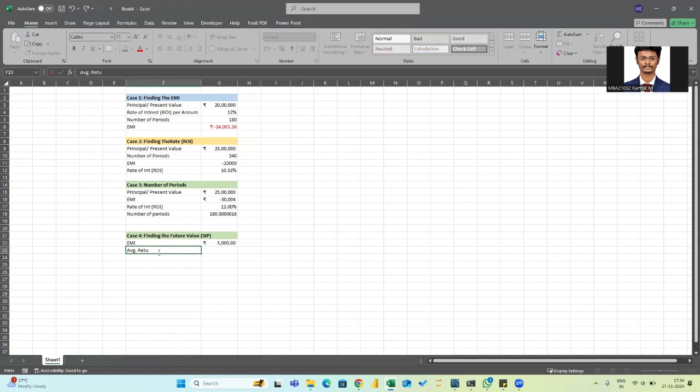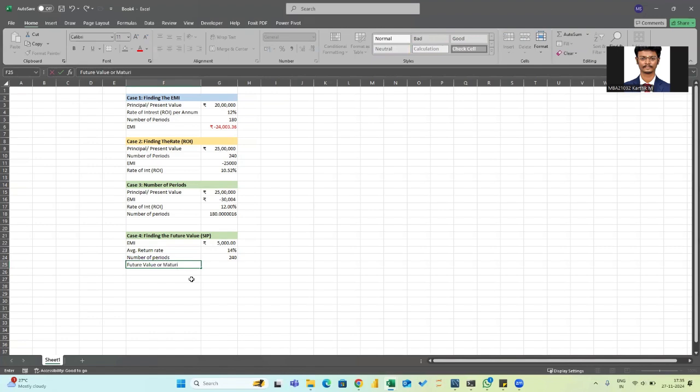Each return rate. So let's take an index fund, Nifty 50, and let's say it gives you a return of 14%. Okay. So you're planning to invest this for a number of periods. Let's say 20 years. So 20 into 12, it's 240.